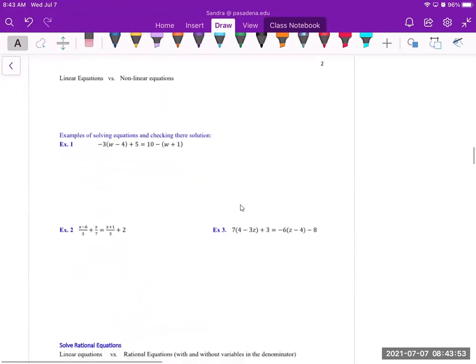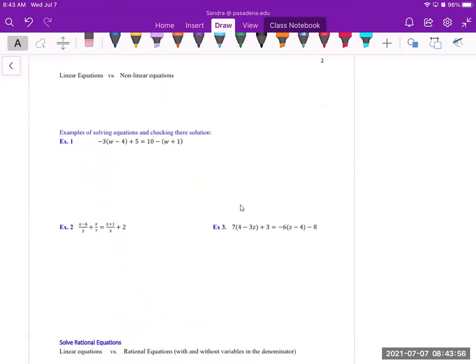Okay, let me go ahead and continue right here. Let's talk about linear equations versus nonlinear.